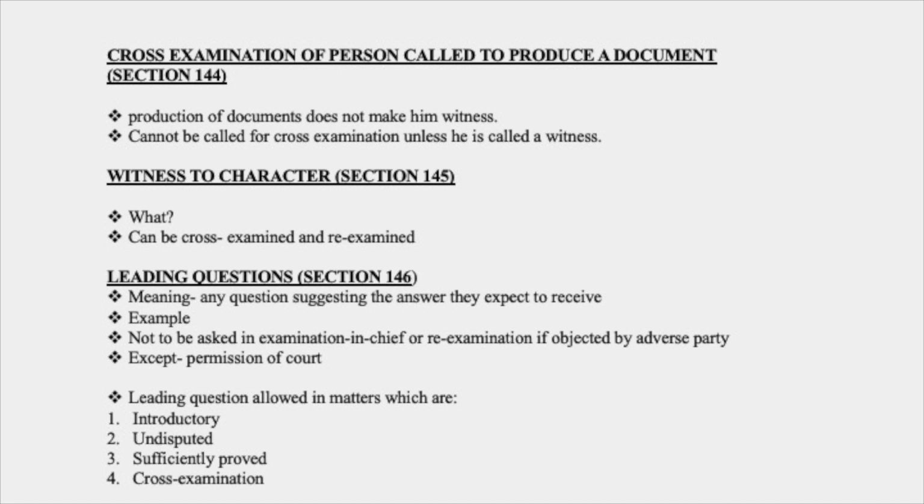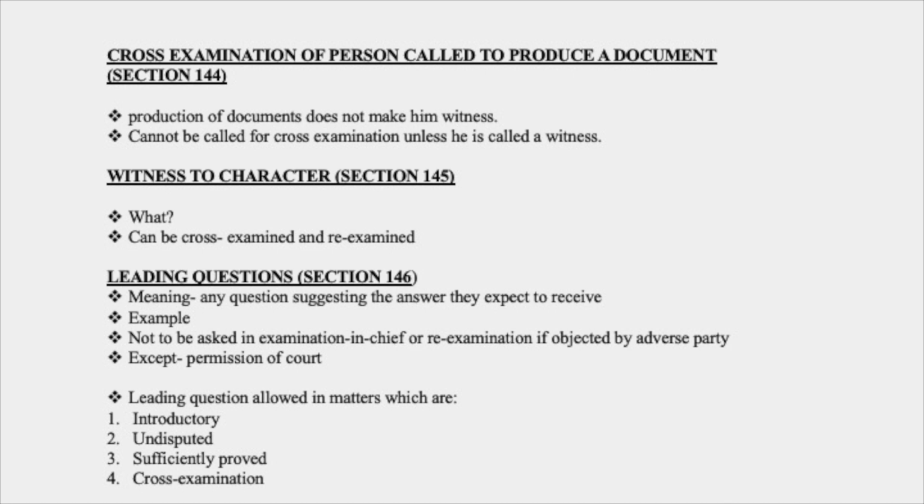The next provision we are dealing with is leading question. It is dealt with under Section 146. A leading question is any question that suggests the answer that the person questioning is expecting to receive. For example, asking a person, "This blue hoodie is yours, right?" is a leading question.